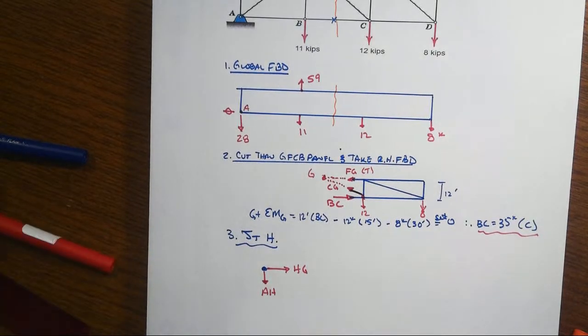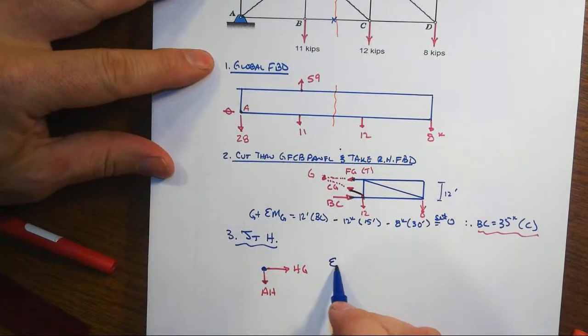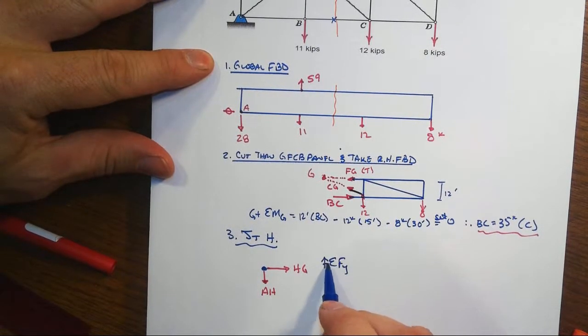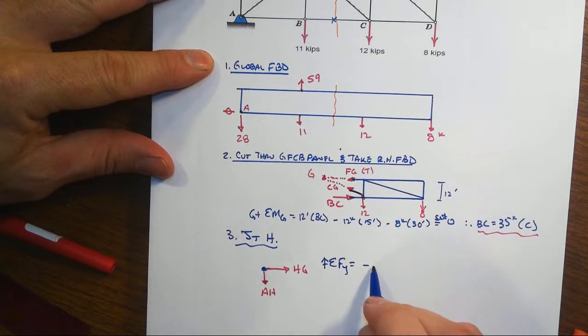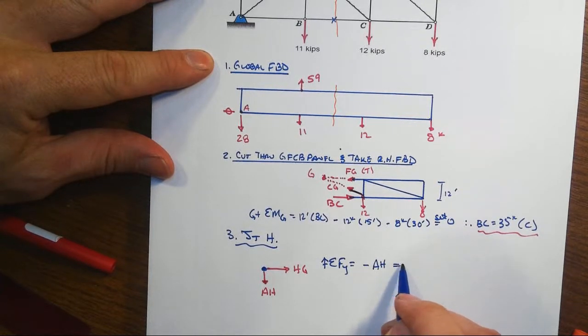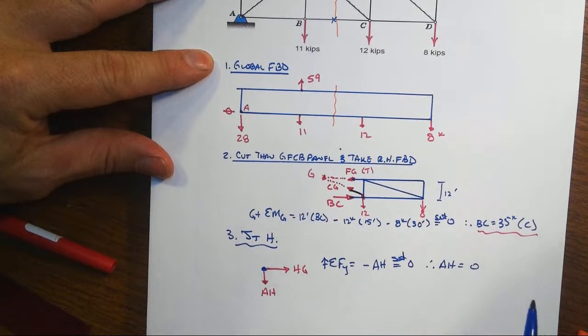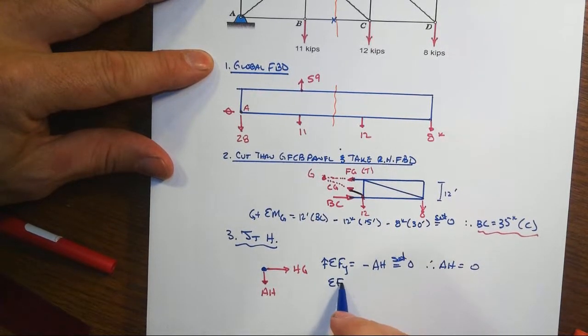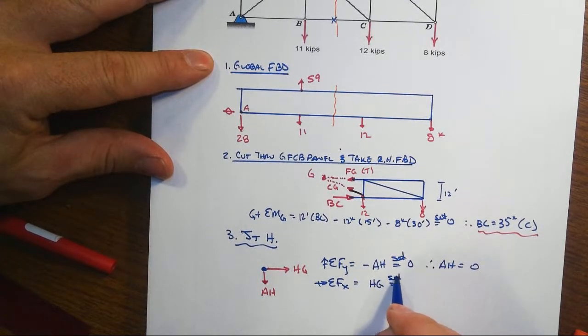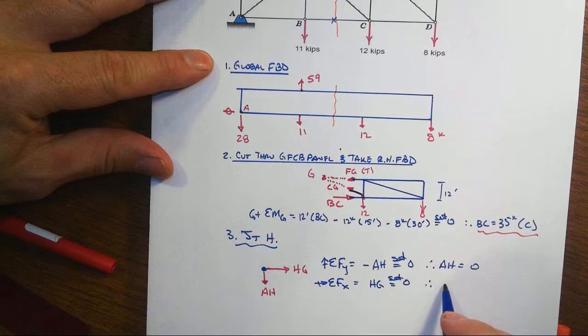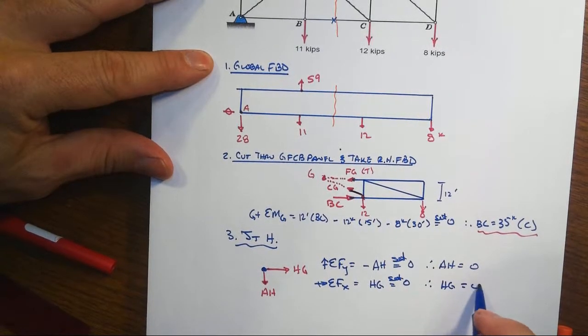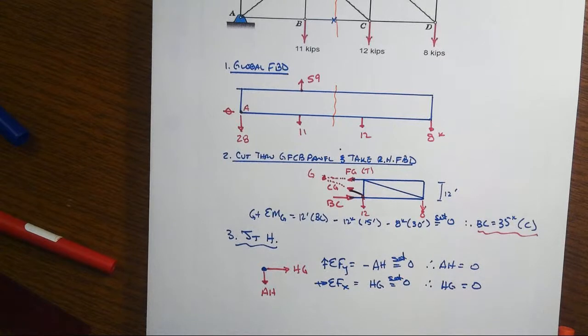And wow, if I sum forces in the Y, take upwards positive, I have minus AH. I got nothing else. Set it equal to 0, so therefore AH must be a zero force member. Likewise, when we sum forces in the X, we're going to get HG and nothing else, and so that has to be then therefore also a zero force member. That's how you derive that rule of thumb.